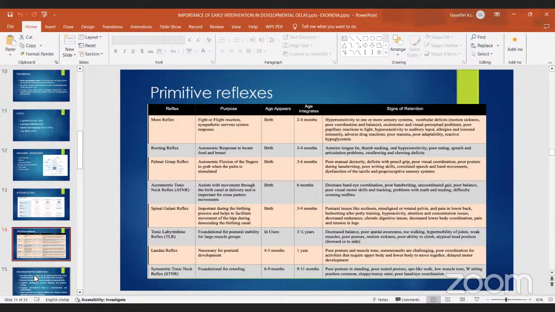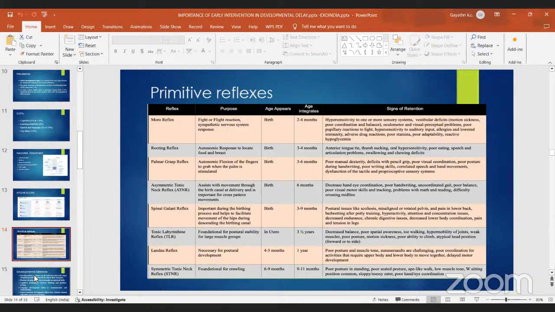Next is the tonic labyrinthine reflex, the TLR. It forms while the baby is in the uterus, and it should disappear by the age of 3.5 years. If it has not disappeared by 3.5 years, it persists within the baby.